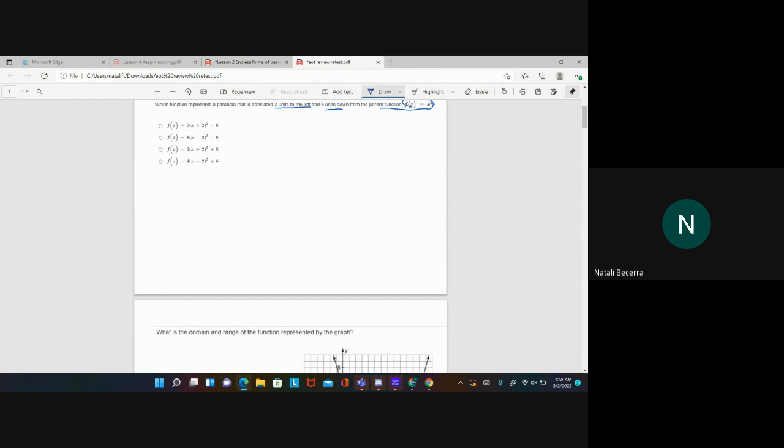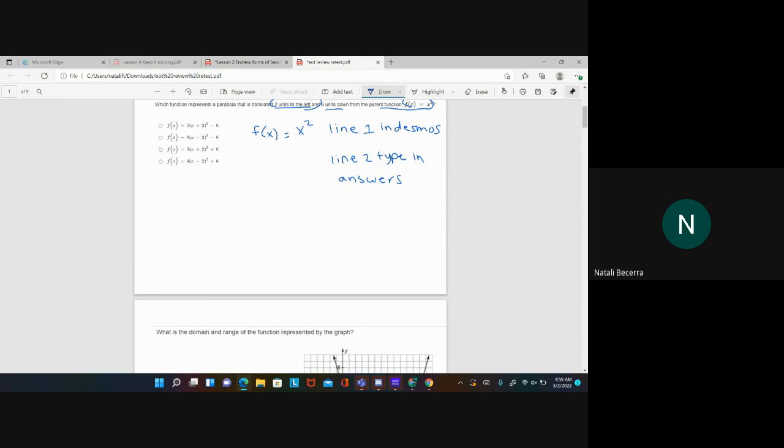So anytime you want to do it in Desmos, you have your first line on Desmos. You're going to always type in the original, which is your parent function, f of x equals x squared. So this is going to be in line 1. In line 2, you're going to type in the answer choices. And you're going to see which one moved, because the x squared is going to start at the origin. You're going to see which one moved 2 units to the left and 6 units down.